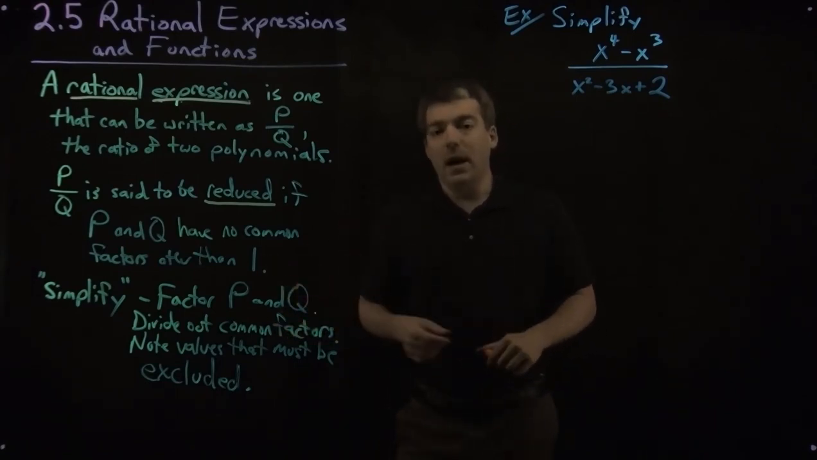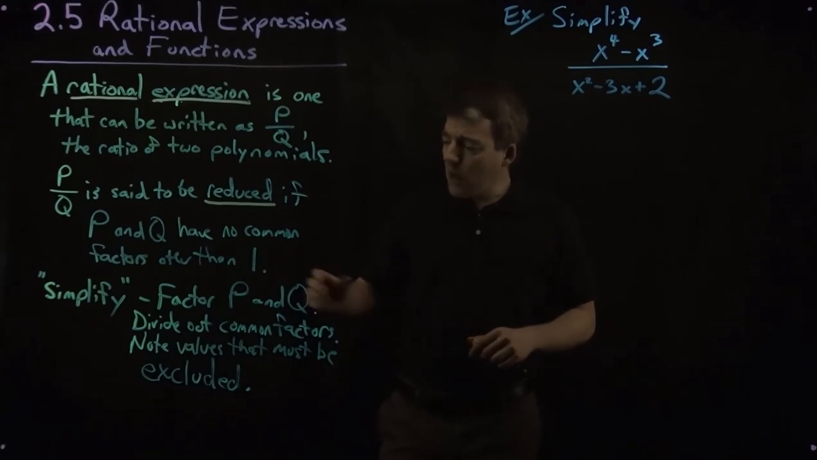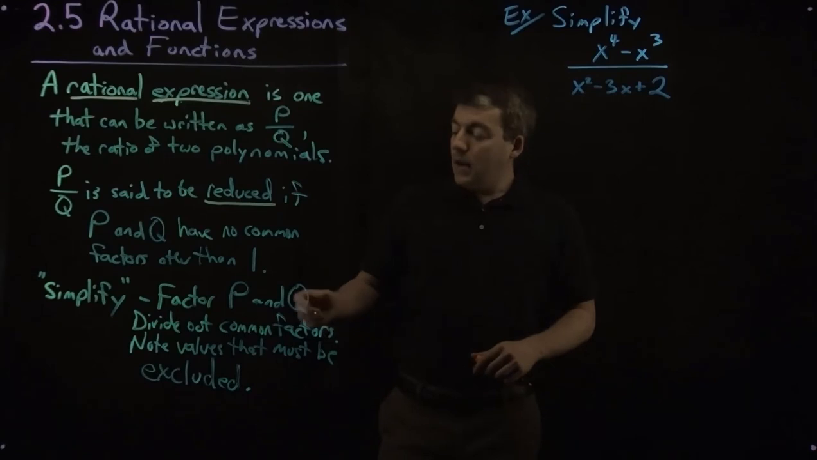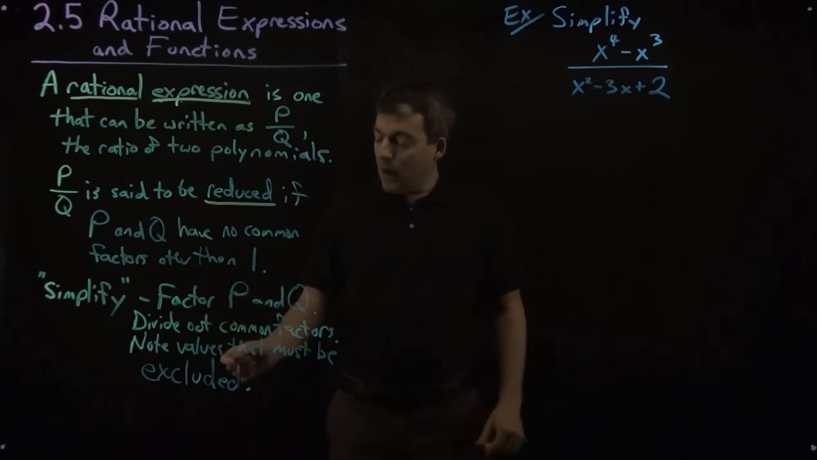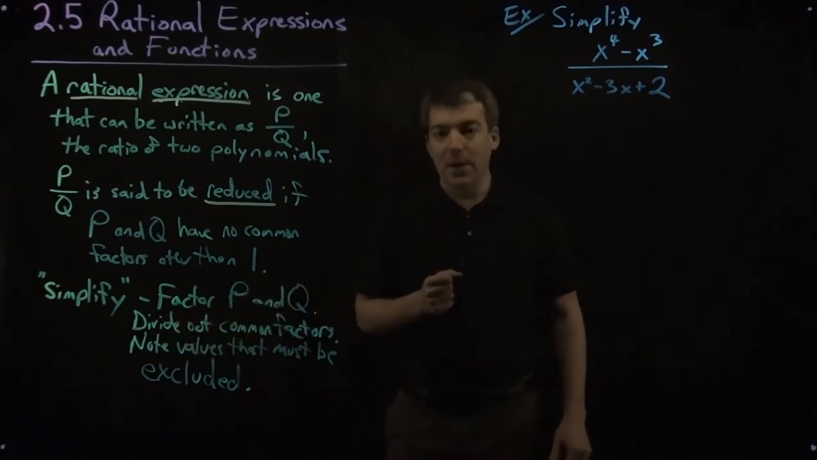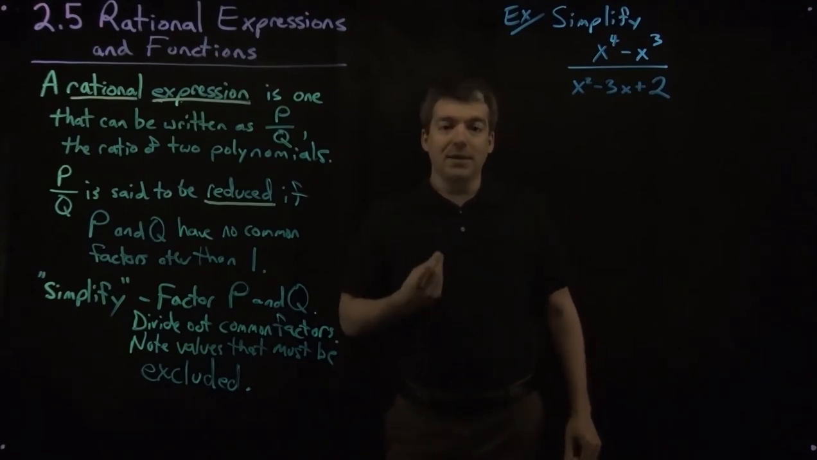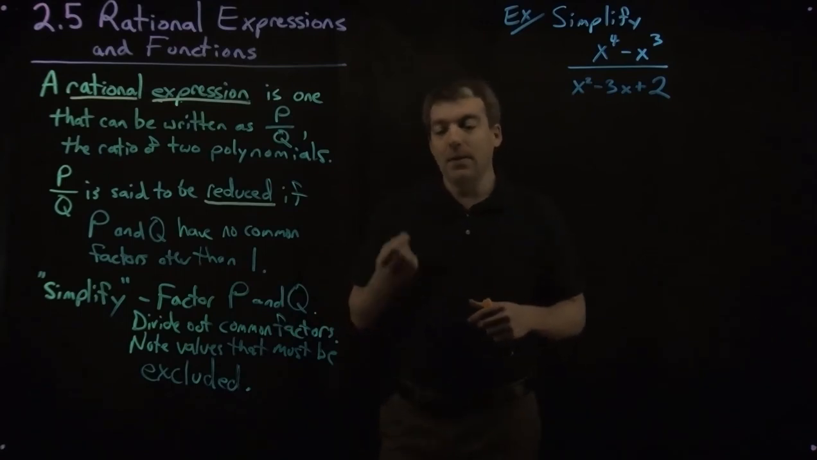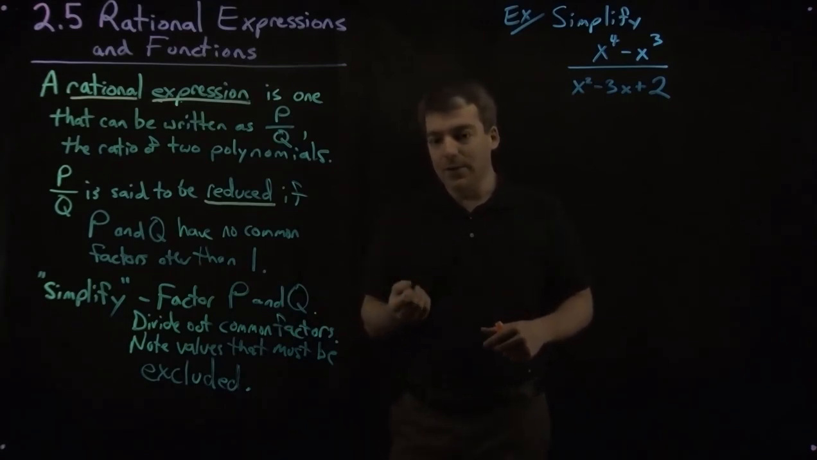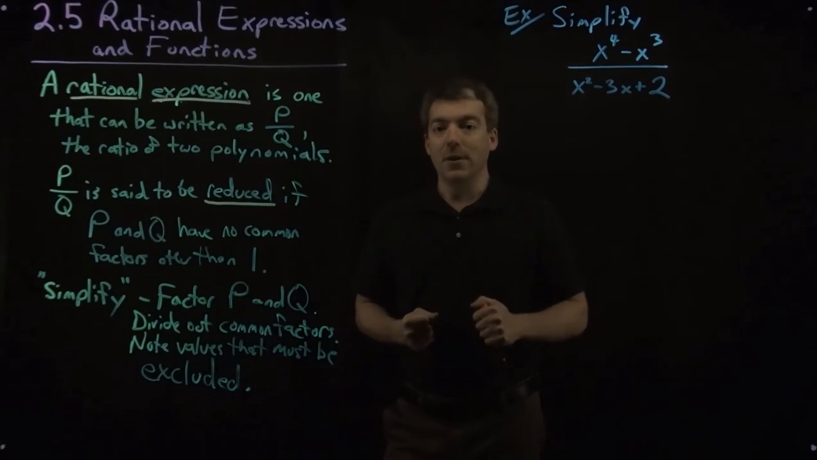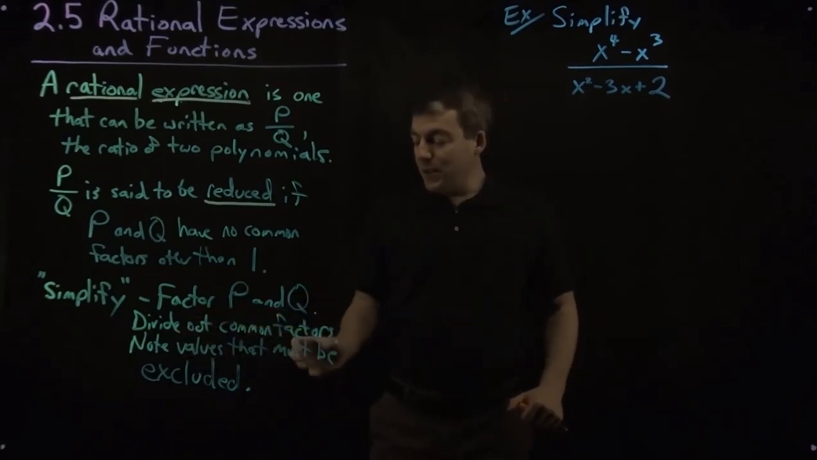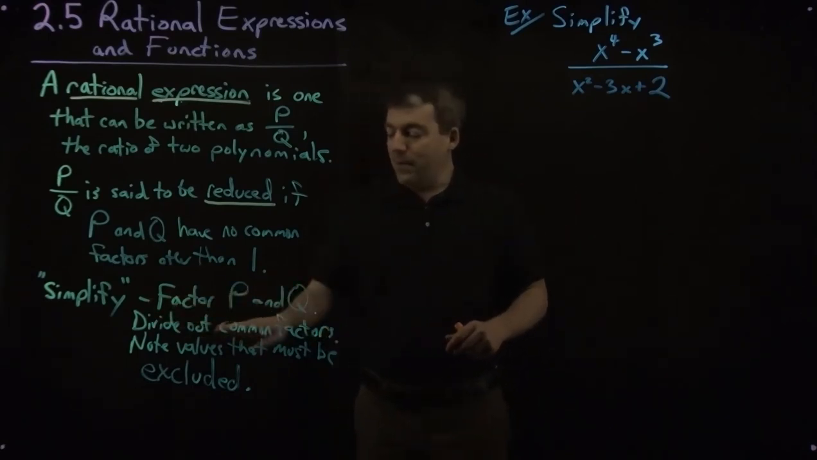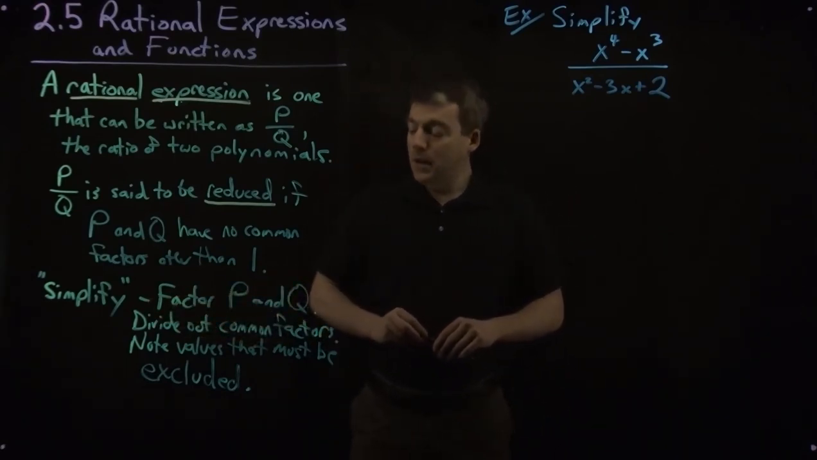To simplify a rational expression, we take the polynomials p and q and factor them. Once we have them factored, we note the values of the denominator that would make it 0. When we have a factored denominator, that's very easy. Any value that can be plugged in to make a factor 0 would make the entire denominator 0. Those values must be excluded. Once we have those written down, we can go ahead and cancel them, so to speak. We can divide out the common factors.